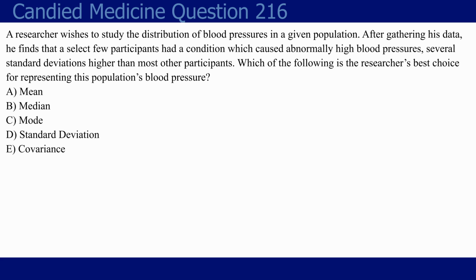Choice A, mean. Choice B, median. Choice C, mode. Choice D, standard deviation. Or choice E, covariance. I'll wait 5 seconds and answer the question.